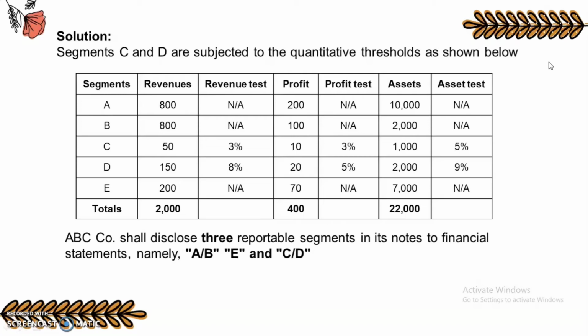As shown in the table, hindi na-meet ng segment C at segment D ang kahit ano sa quantitative threshold, meaning hindi sila qualified. However, sinabi rin sa problem na C and D have the same economic characteristics and share majority of aggregation criteria. Meaning, pwede silang i-combine. Maging iisa na lang sila. So, i-combine ang segment C and segment D. Since pag pinag-combine na sila, mamimit na nila yung quantitative threshold. Ibig sabihin, qualify na sila. Therefore, C and D shall be disclosed as one reportable segment.